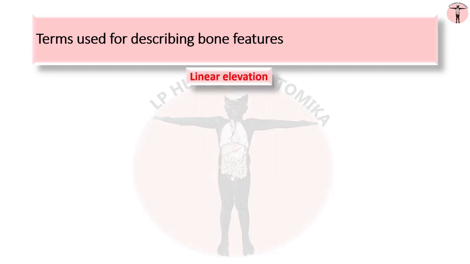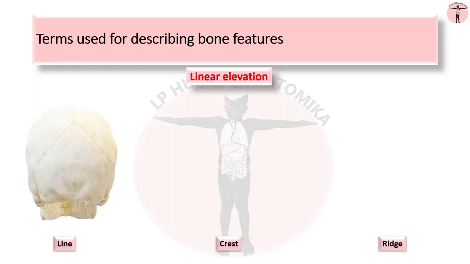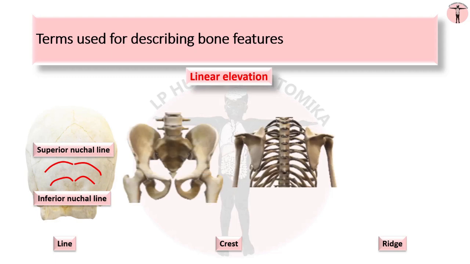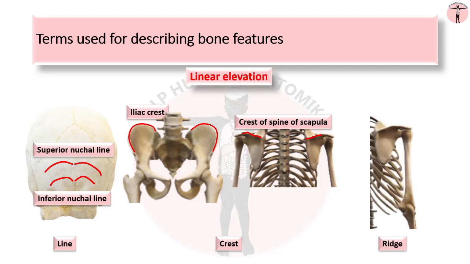Linear elevation can be in the form of line, crest, and ridge. Line is smooth like in superior nuchal line and inferior nuchal line of the occipital bone. Crest is broad and rough area on the bone like in the iliac crest of the hip bone, crest of spine of scapula, and ridge is rough linear elevation like in the medial and lateral supracondylar ridges of the humerus.